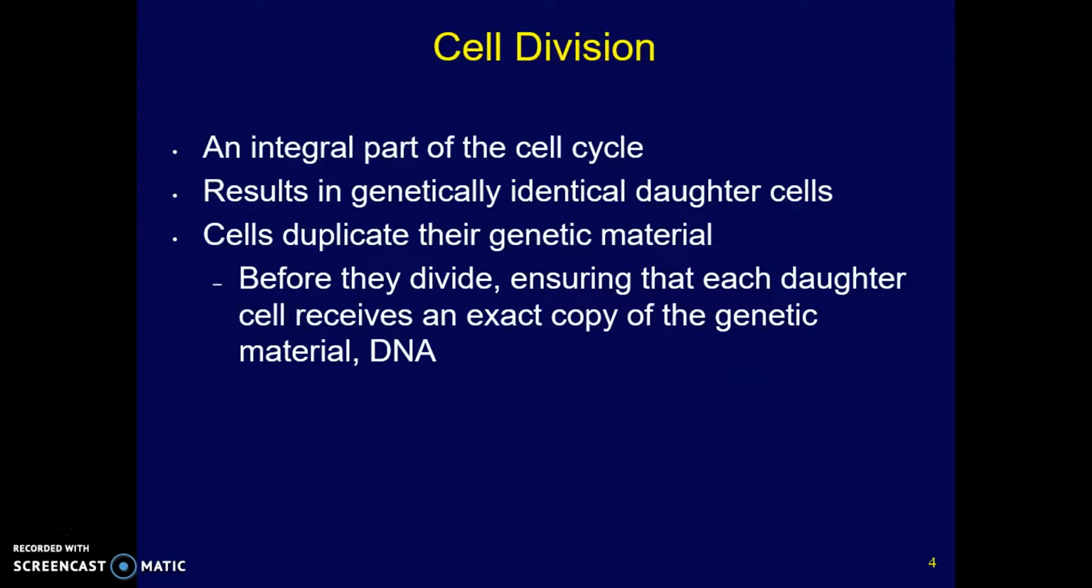Cell division is an integral part of the cell cycle, and results in genetically identical daughter cells. Cells duplicate their genetic material before they divide, ensuring that each daughter cell receives an exact copy of the genetic material, DNA. Now, don't get mitosis and meiosis confused. In meiosis, you're going to get genetically different cells than you would in a mitotic division.